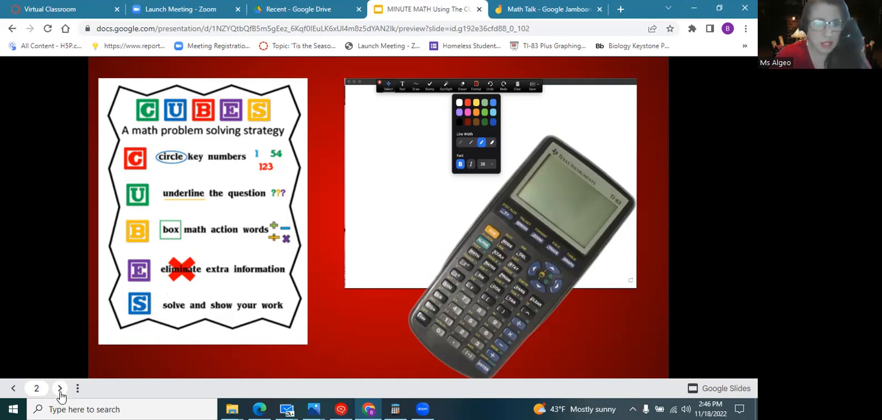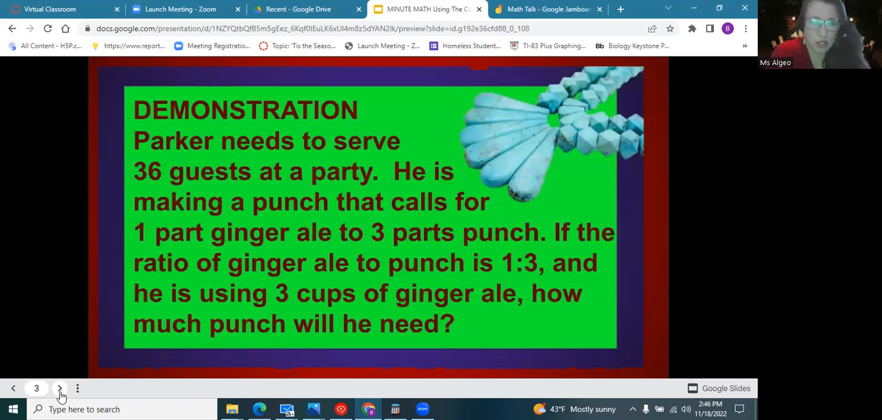Okay, let's look at a word problem. I'm going to do a demonstration using the cubes method. And then what I would like you to do is practice using the cubes method every time you do a word problem for any kind of math assignment, math homework, test, what have you.